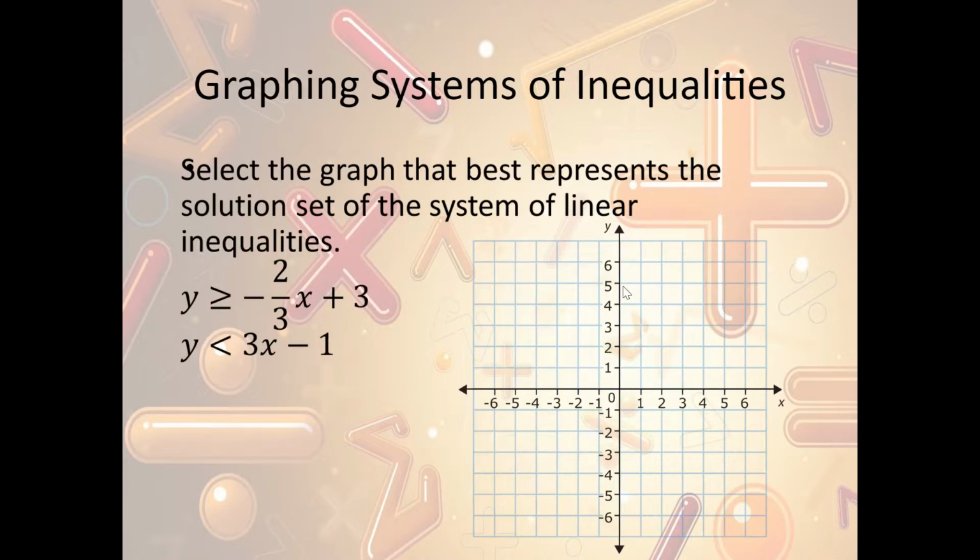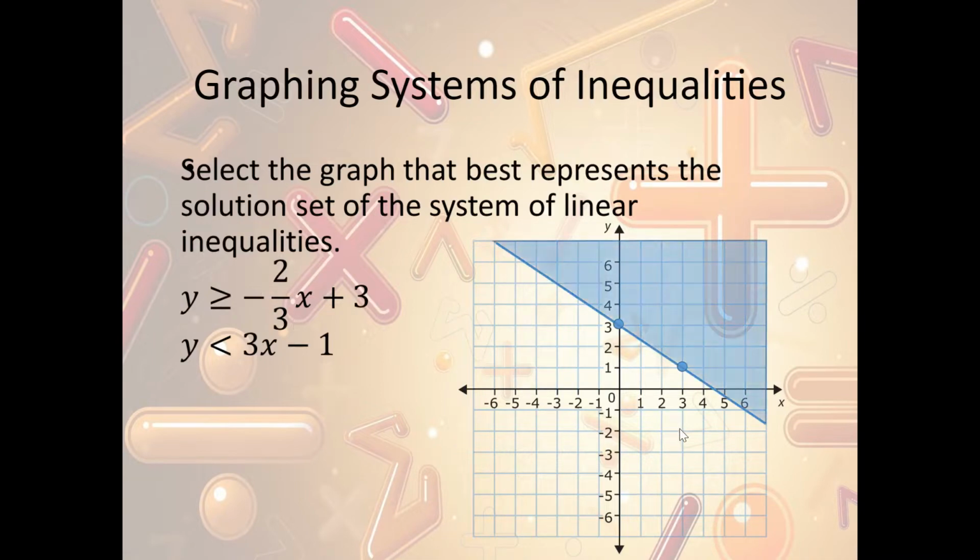Let's look at another example. We have y is greater than or equal to negative 2/3 x plus 3, and y is less than 3x minus 1. So we're going to plot the first one. So we'll plot our y-intercept at 3, so right there. And our slope is negative 2/3, so we'll go down 2 to the right 3. They added something extra, so we will too, and have a closed line. And it's a greater than symbol, so we're going to shade above.